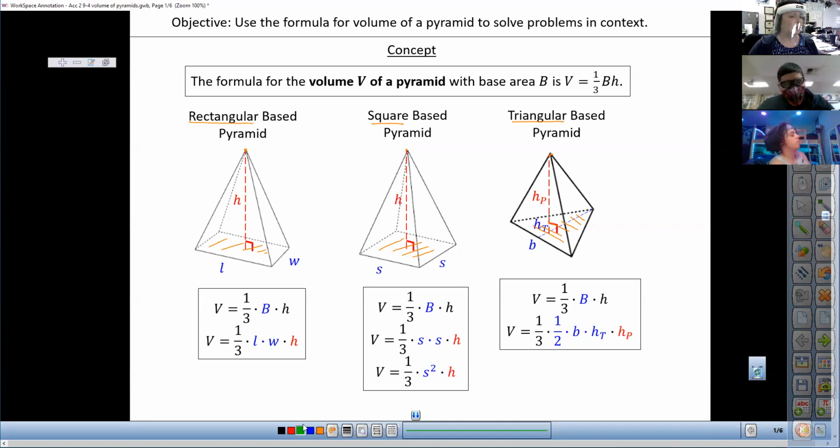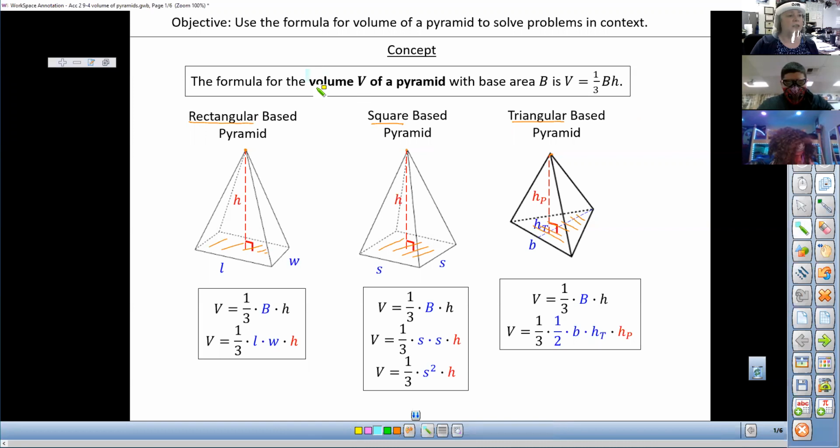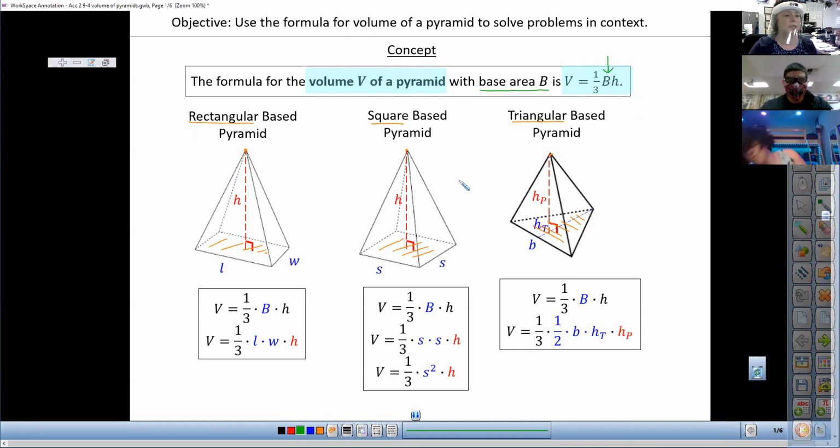And so here, that's important because when we're finding the volume of a pyramid, what we're going to do again is have to find the area of the base, our capital B, like we do for prisms and cylinders. So if you remember for a prism and a cylinder, our volume is base area times height. Notice we still have base area times height, but now we have to multiply it times a third.